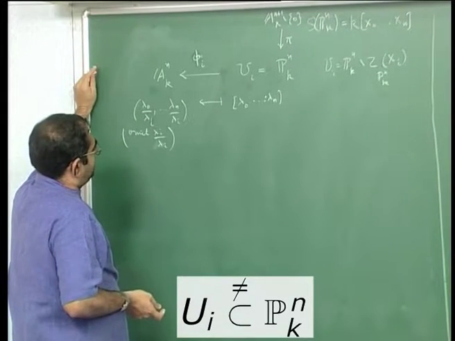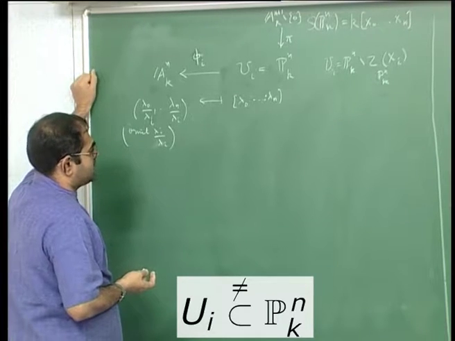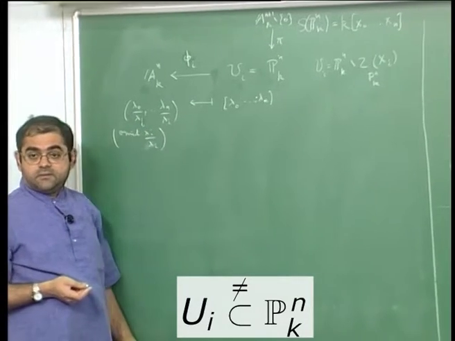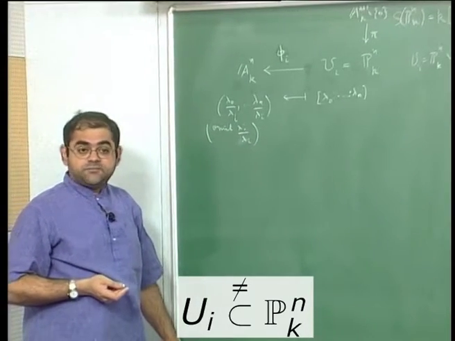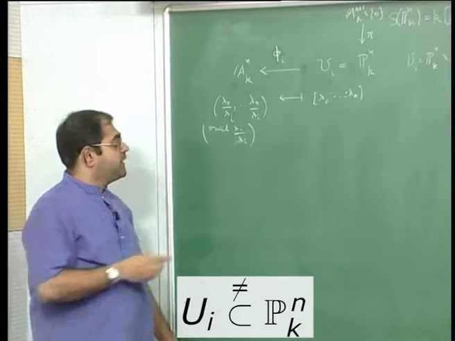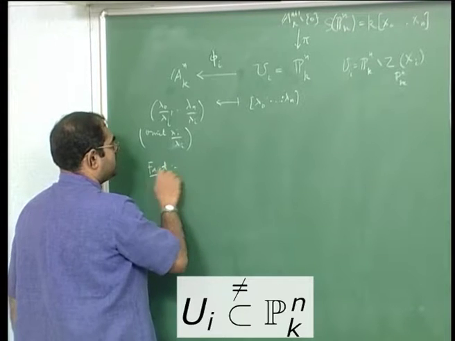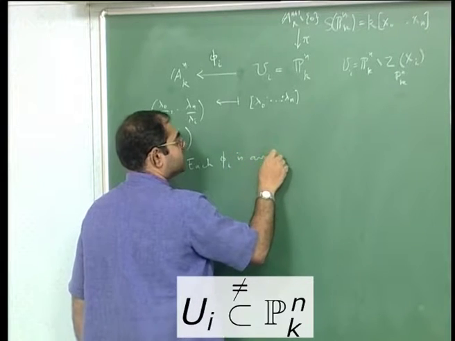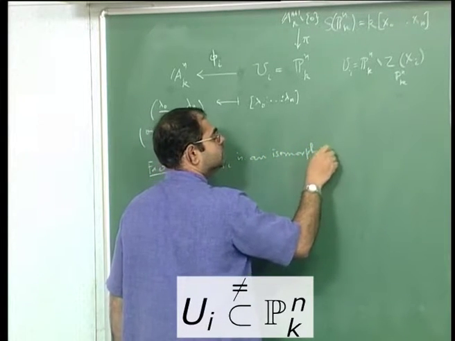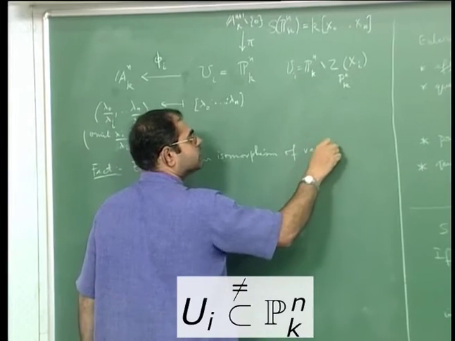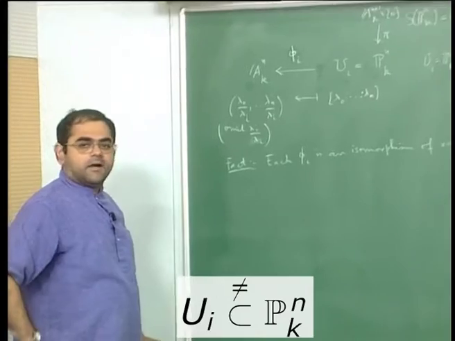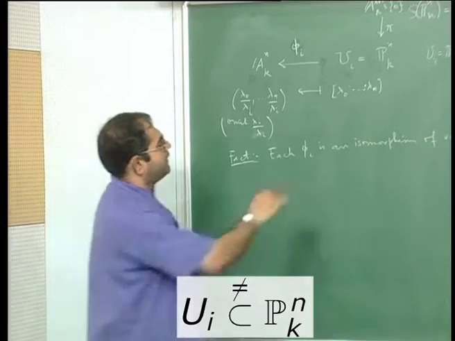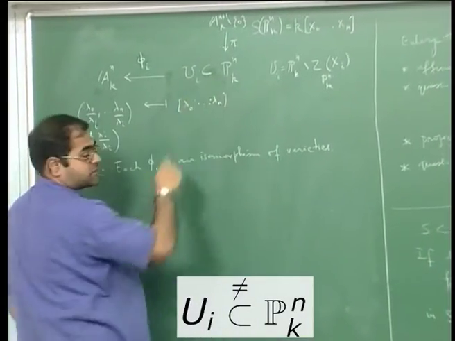Now to make things clearer, in fact what I want to say is that these phi are not just homeomorphisms. These phi's are actually isomorphisms of varieties. Fact: each phi is an isomorphism of varieties. Okay, this is not equal, I am sorry, this should be a subset of Pn.